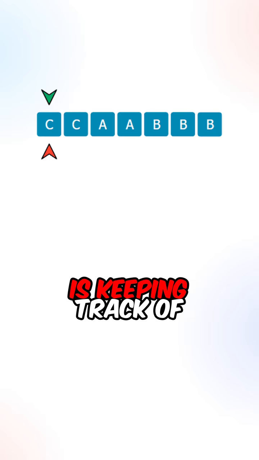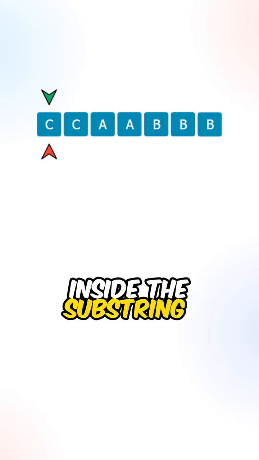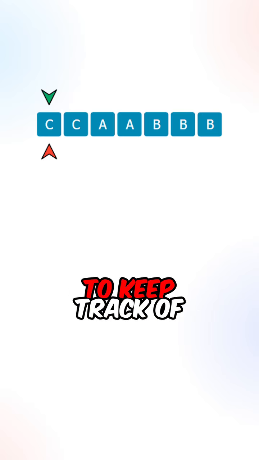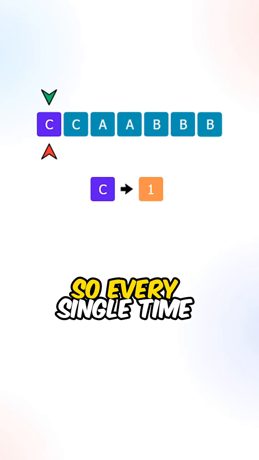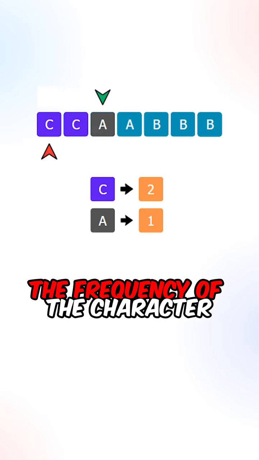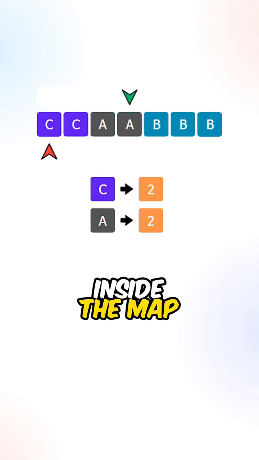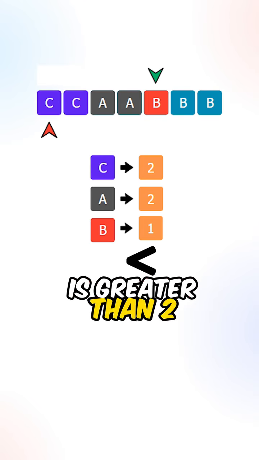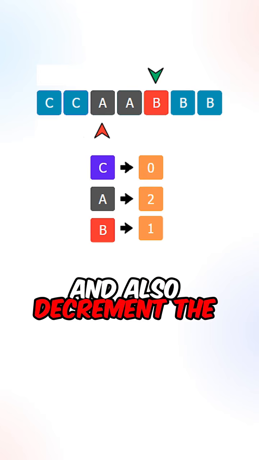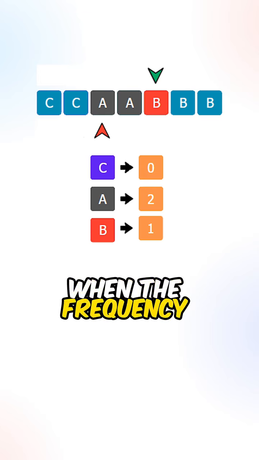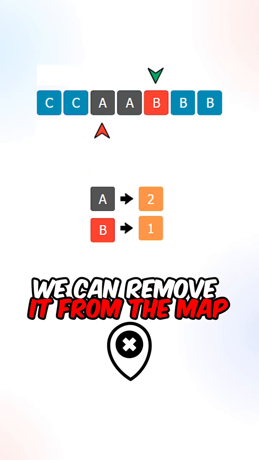Now the next step is keeping track of the characters inside the substring. What we can do is to create a hash map to keep track of elements and frequency. So every single time we add an element, we will increment the frequency of the character inside the map. When the size of the map is greater than 2, we can shrink the substring and also decrement the frequency of the character. When the frequency is equal to 0, we can remove it from the map.